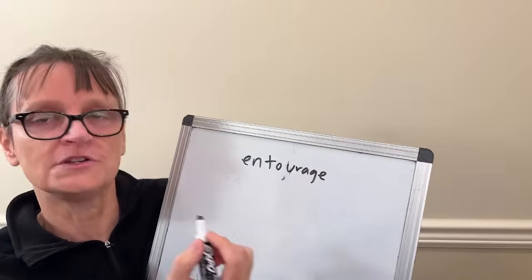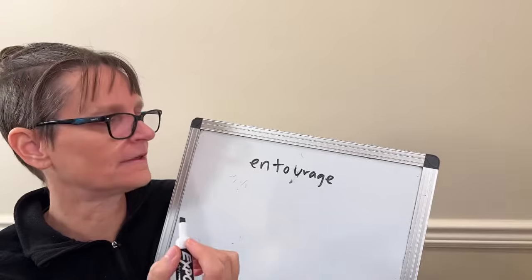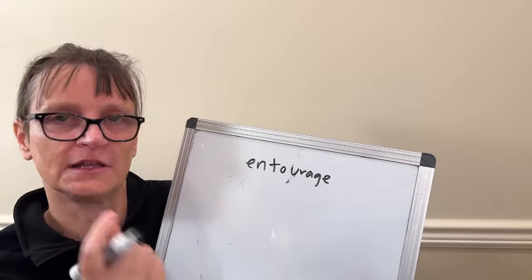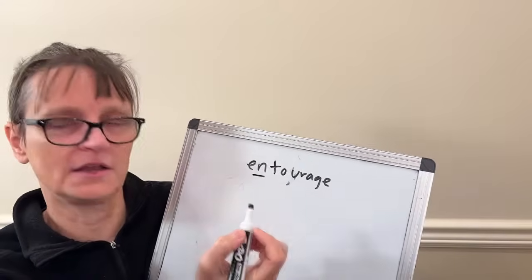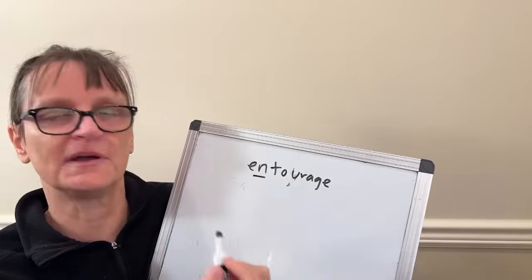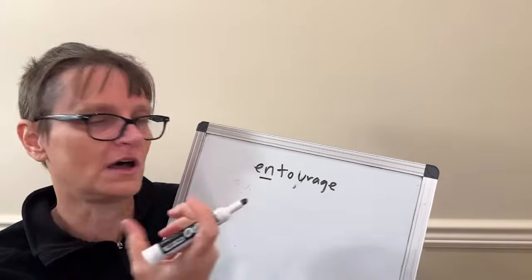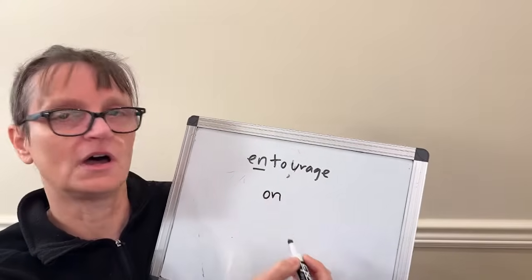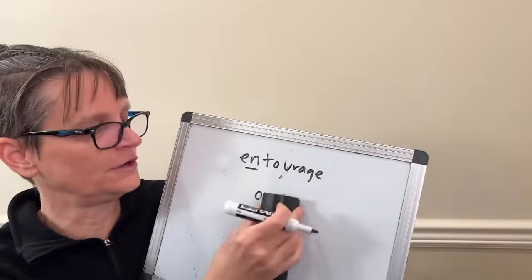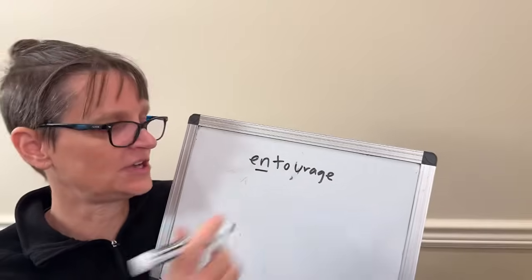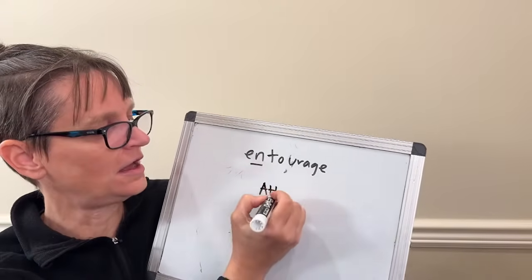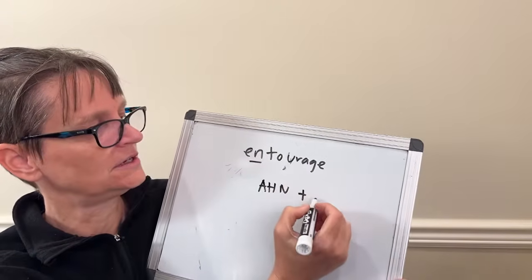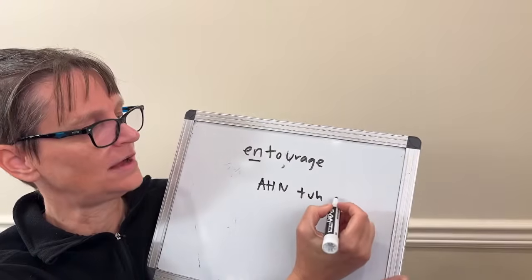So in entourage, in American English, we stress the on syllable. It comes from French and they might stress elsewhere, but we stress on. En, it sounds the same as how we say the word on, which I'll rewrite for you as AHN because that's the vowel. So we have on, to, raj.